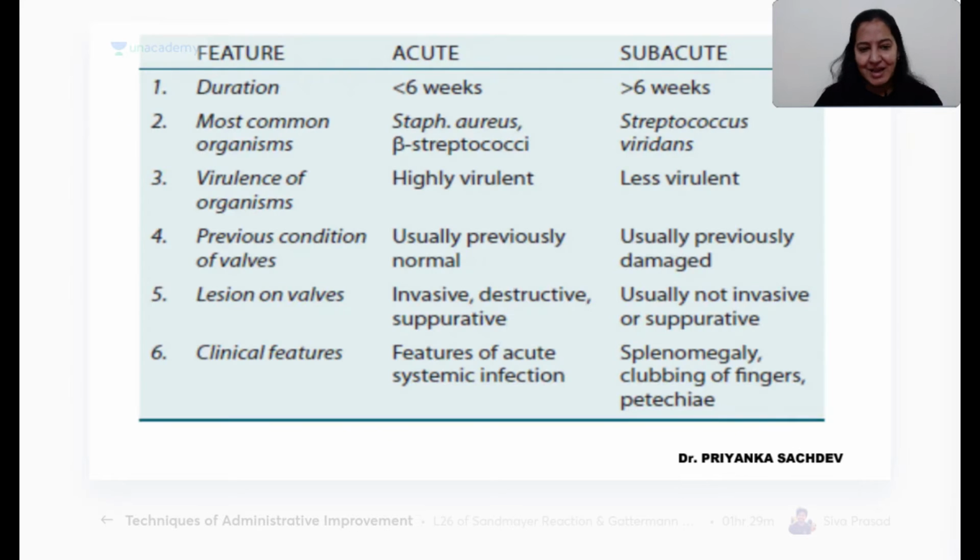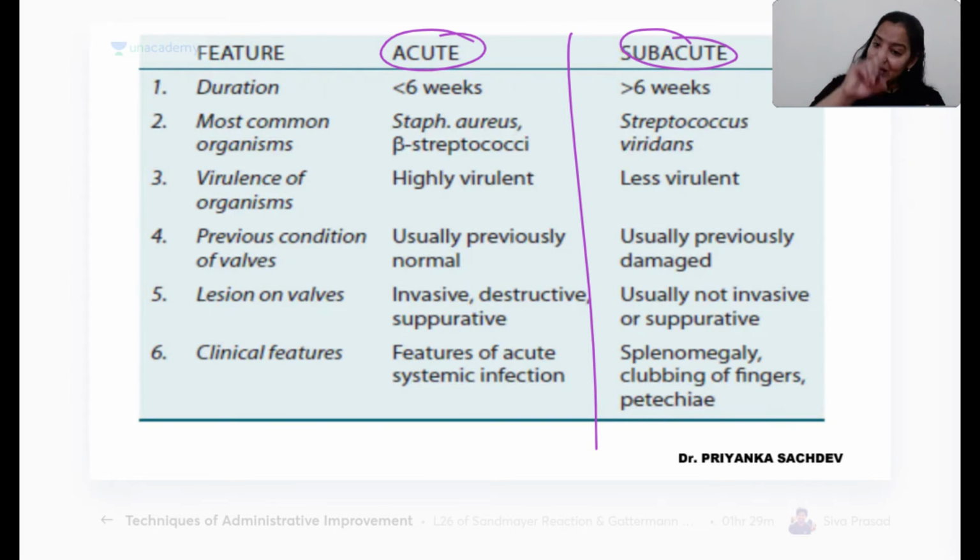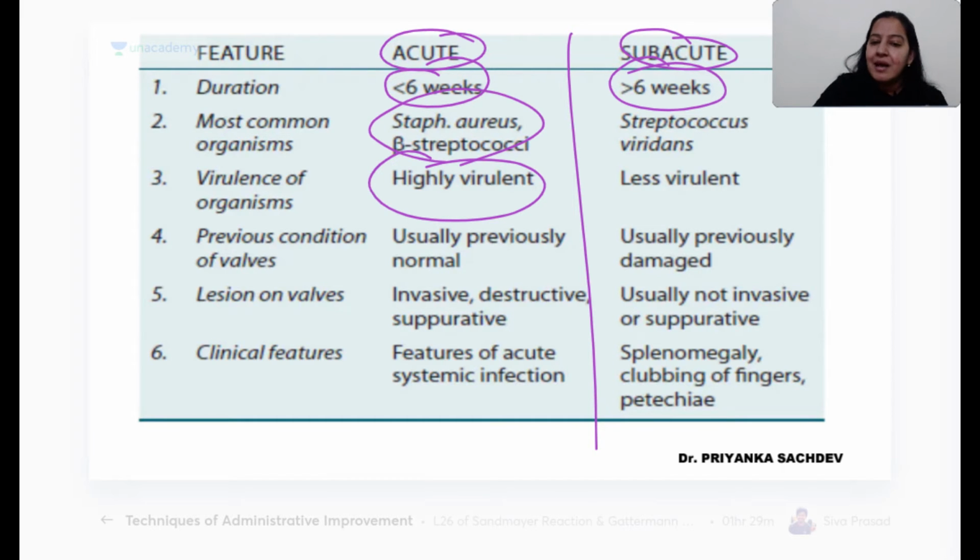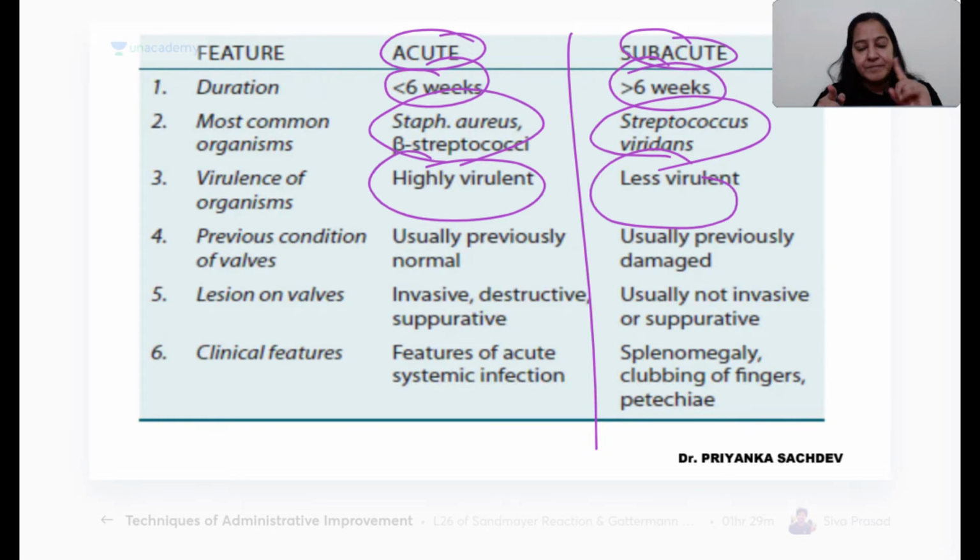So these are the two conditions. Have you got it? So just read the differences. Many MCQs come on this point. So ABE, SABE, acute, subacute, less than 6 weeks, more than 6 weeks. Highly virulent bacteria like Staph aureus, less virulent bacteria like Streptococcus viridans. Please mind it. The first situation is Staphylococcus aureus. The second is Streptococcus viridans. Don't confuse Staph and Strep. Correct or not?